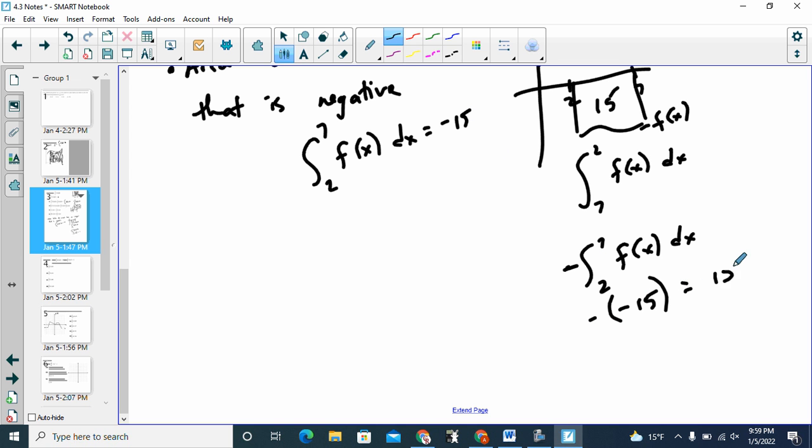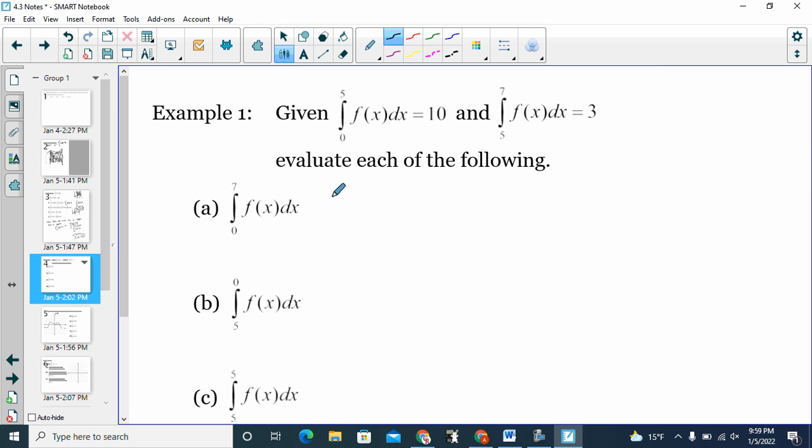And I get positive 15. So if you have area that's below the x-axis, it's negative. If you integrate backwards, it's negative. And if you have both, well, negative and negative, it's not going to be positive.